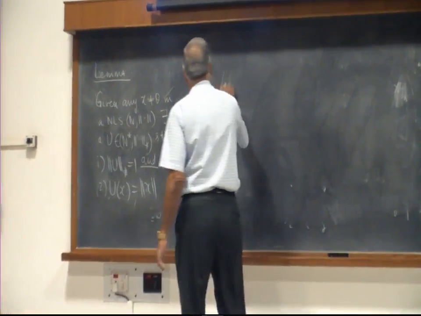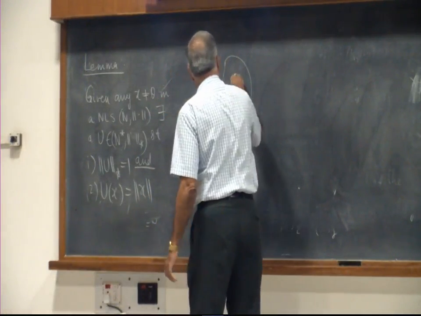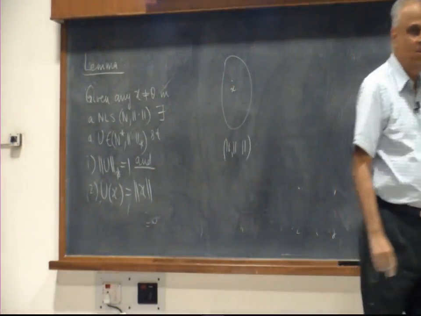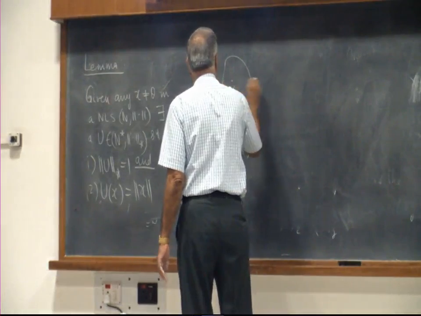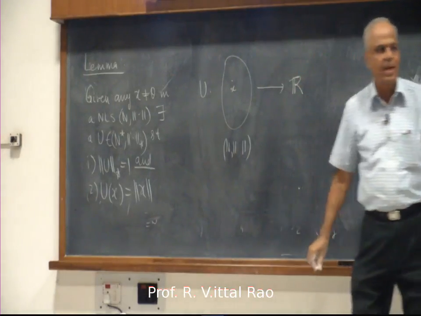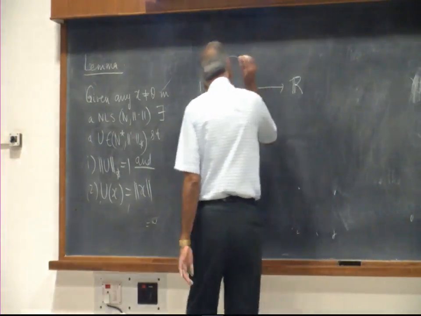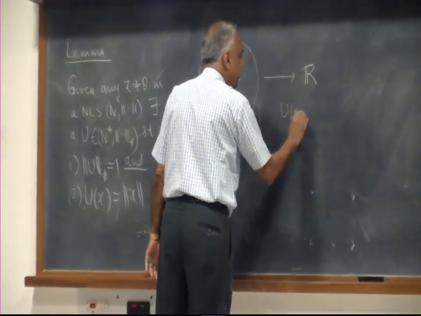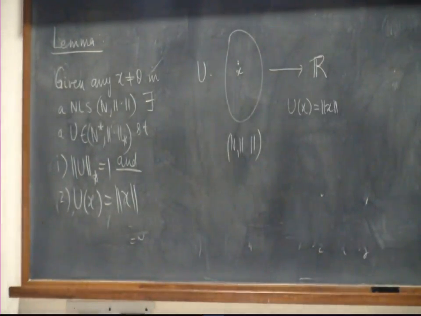See, here is the normed linear space. There is one fellow x here who is not 0. Okay, I want a linear functional which goes from here to, let us take the simple case first, the real numbers. Okay, simplest situation, let us take the field to be R. So I want a linear functional from there to there, such that I want to define u of x to be norm x.